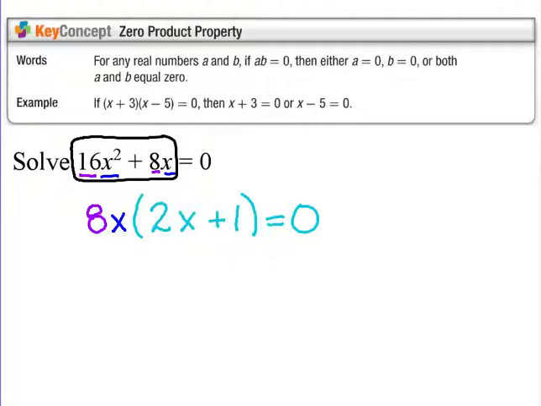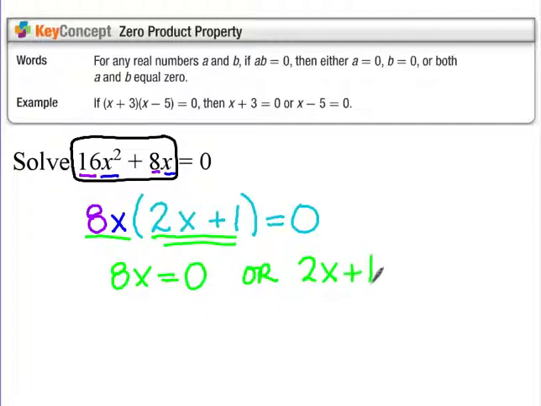Basically what this property states is that if I have two terms like I have now, the zero product property states that either 8x will equal 0 or 2x plus 1 equals 0. So now what I'm going to do is I'm going to solve each of those individually.